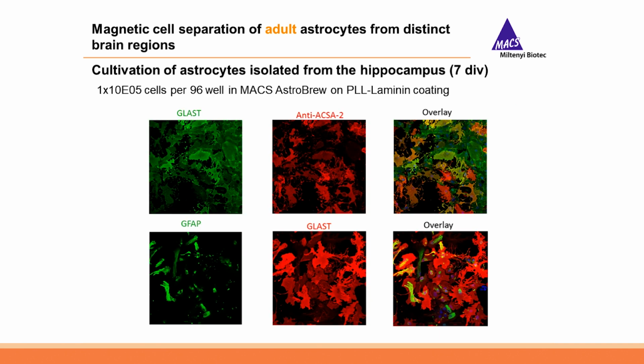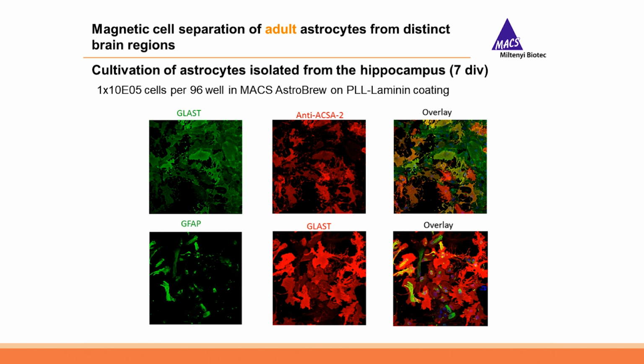Here they were plated again in MACSQuant Tyto Medium on PLL laminin coating. And in the upper row, you see the cultivated astrocytes that were isolated from the hippocampus and co-stained for GLAST and ACSA-2. And here you see a nice expression of both markers. And again, you see that the cells have different expression levels for those markers.